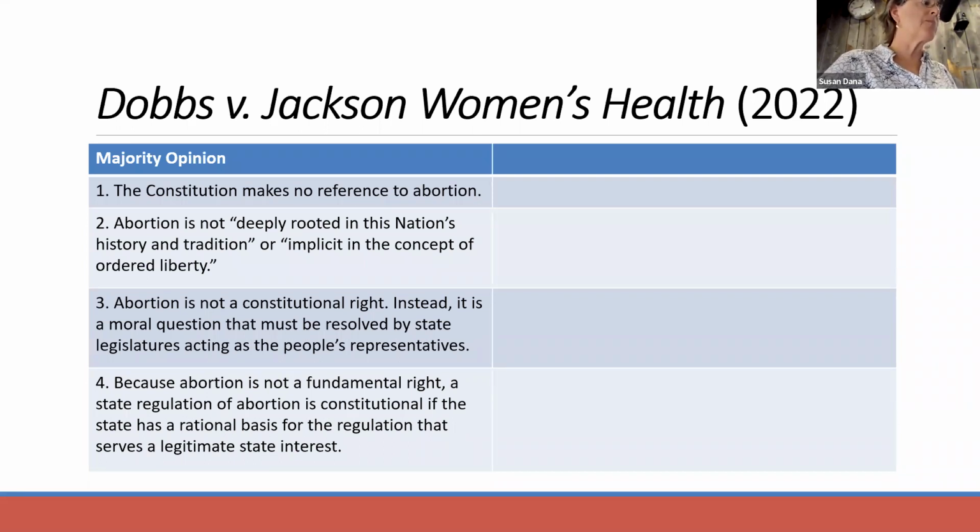Other state interests include the protection of maternal health and safety, the elimination of particularly gruesome or barbaric medical procedures, the preservation of the integrity of the medical profession, the mitigation of fetal pain, and the prevention of discrimination on the basis of race, sex, or disability. So essentially, the majority gave state legislatures the recipe for how to regulate abortion. As long as you could point to one, preferably more, of those listed interests, you would be fine.